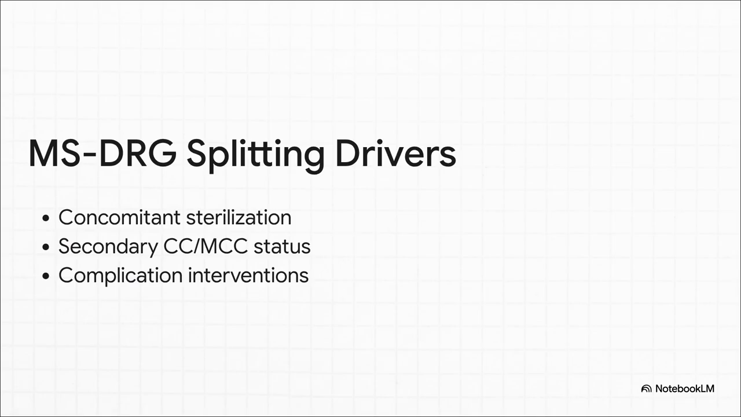Once you land in that surgical partition, what actually drives your payment tier? It really boils down to three main triggers. We're looking at concomitant sterilization, think tubal ligation right after delivery, secondary CC or MCC status, and surgical complication interventions. Spot just one of these, and your entire DRG pathway shifts completely.